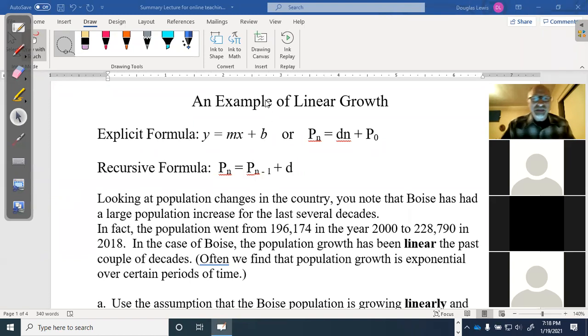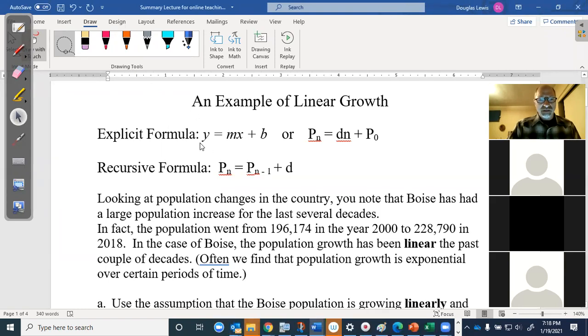So let's go to linear growth. There's two kinds of formulas that we have: explicit formulas, and I expect that you're accustomed to this type of formula already. That's y equals mx plus b. And like I said, we're going to replace that: y is replaced with P sub n, m, the slope, is replaced with d, x is replaced with n, and b is replaced with P with a subscript of 0.